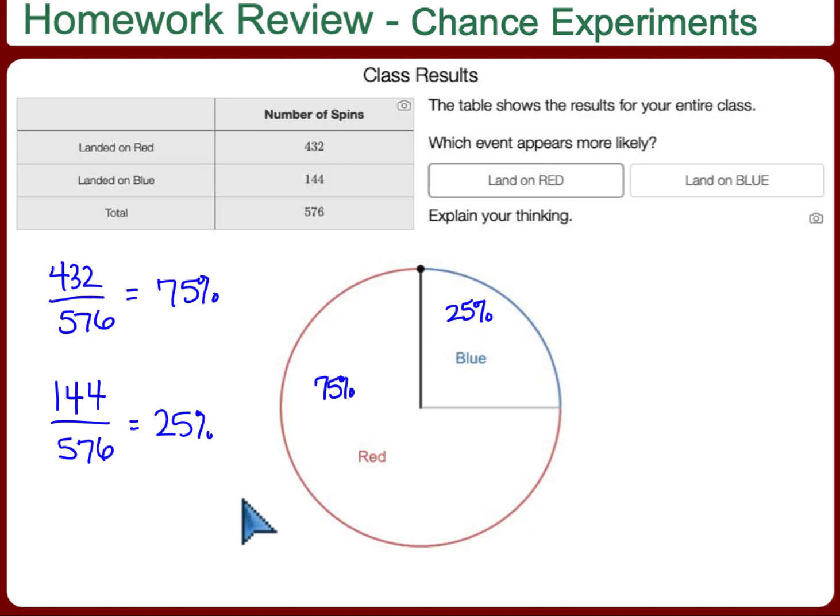Now, I did look later after everyone was done, and it was more like 77% for red and 23% for blue. But if we did it, let's say, a million times, we would probably get really close to that 75 and 25.